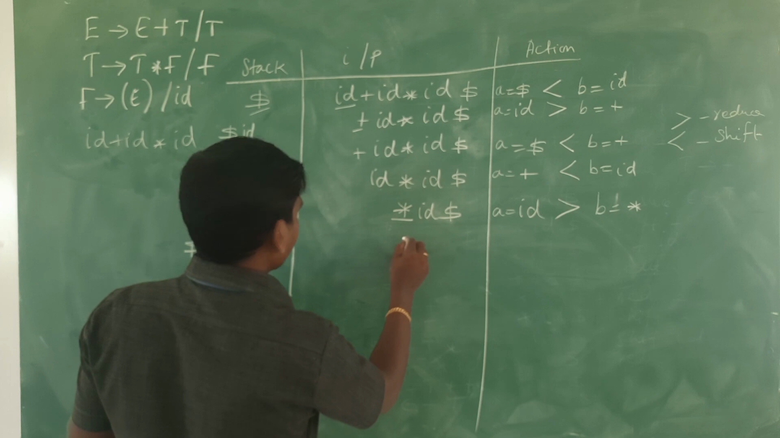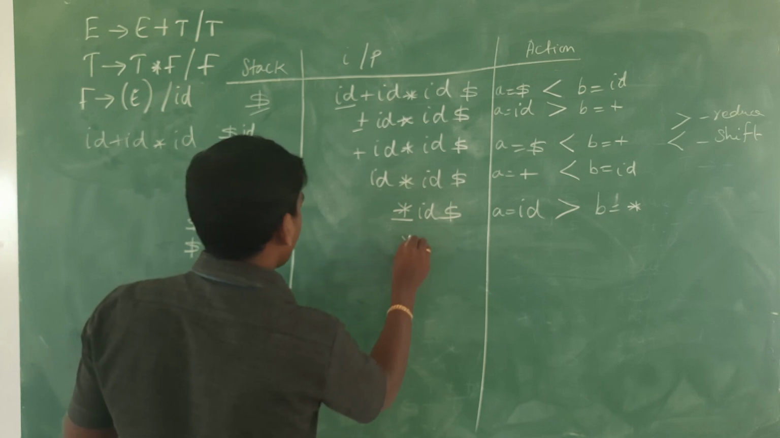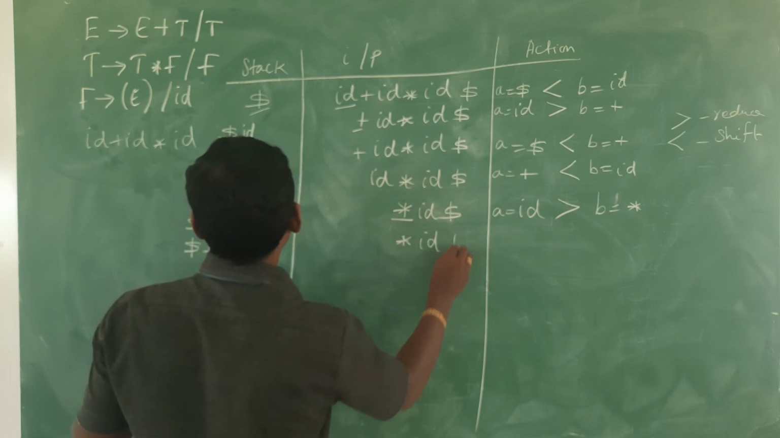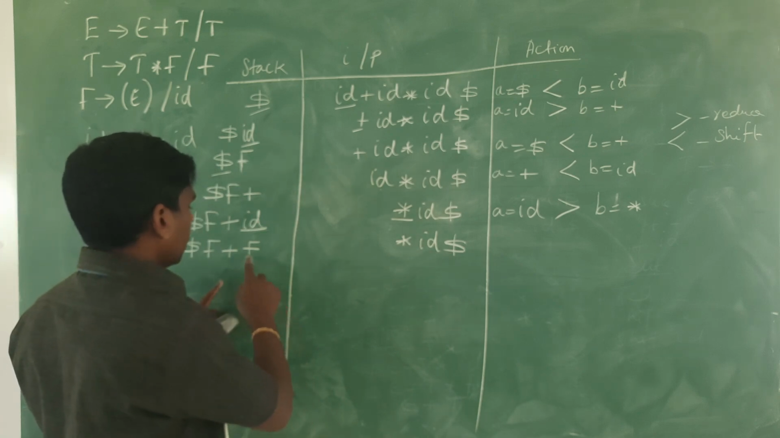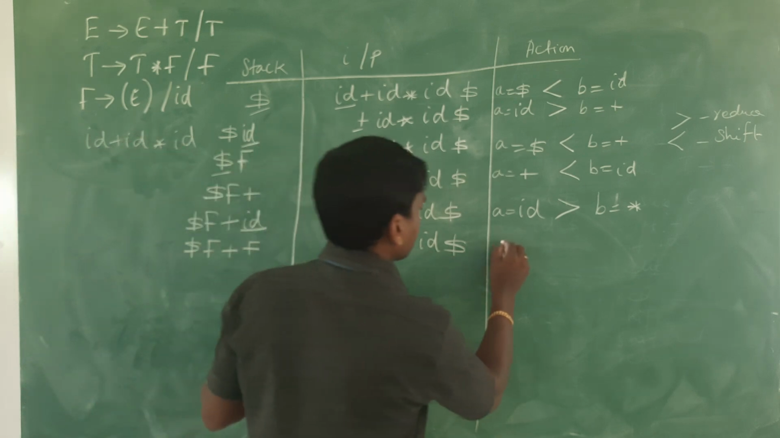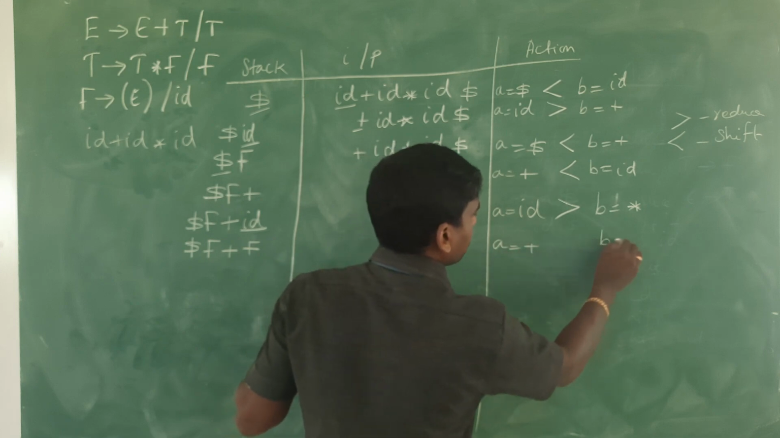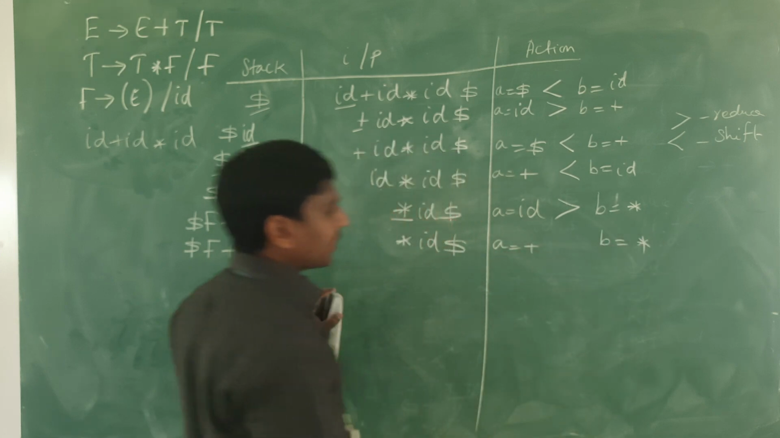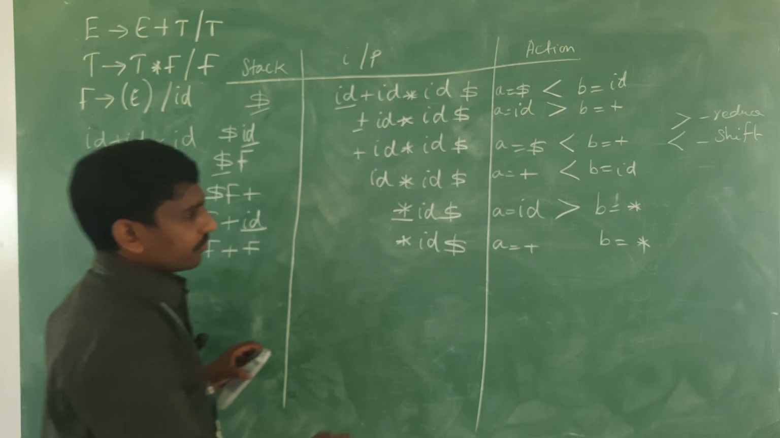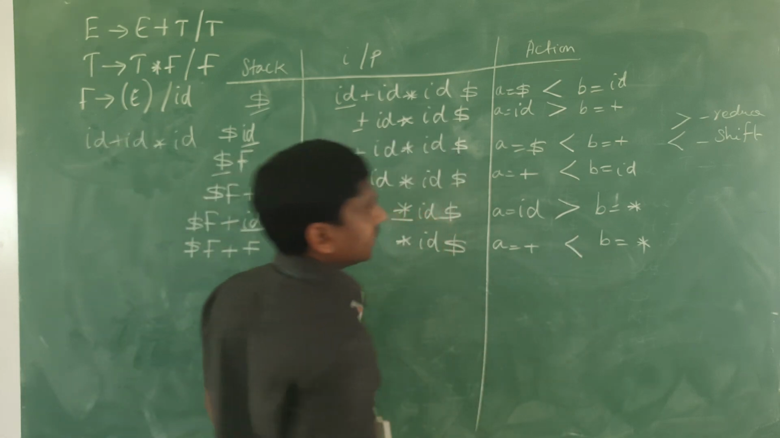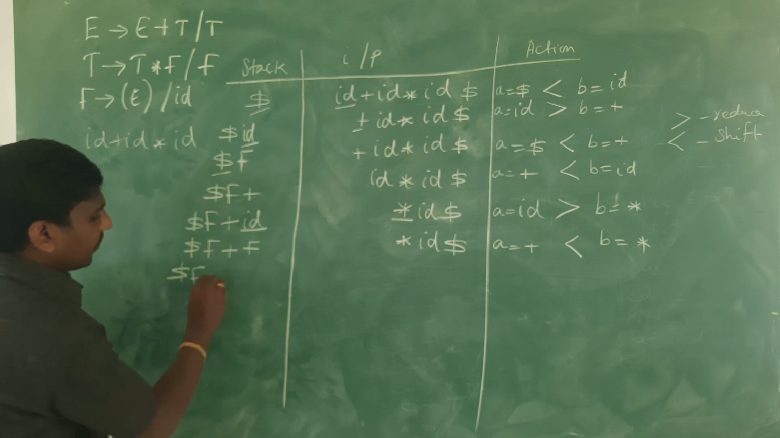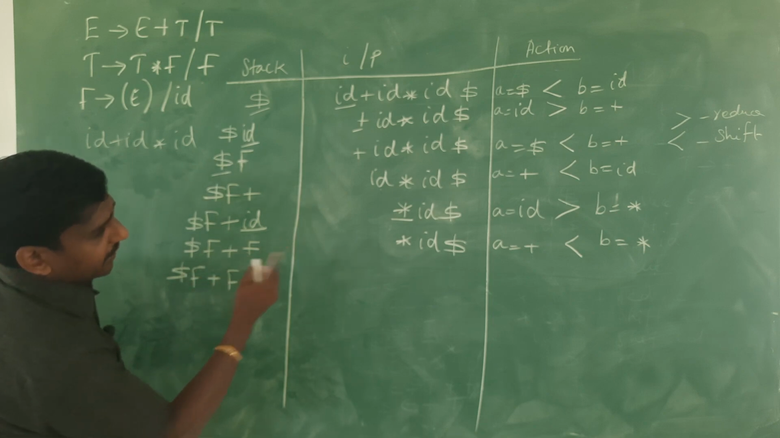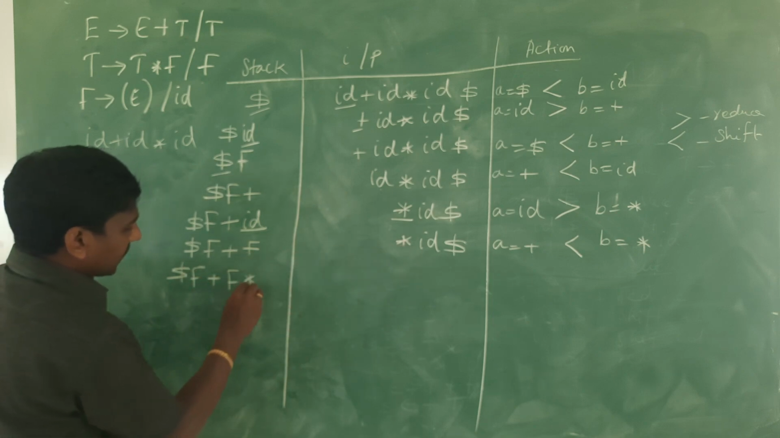So now here it is star id dollar. Now you check plus and star, a equal to plus, b equal to star. Which one has the highest precedence? Star. Is it shift or reduce? Shift. So dollar f plus f, shift means we have to shift this star.